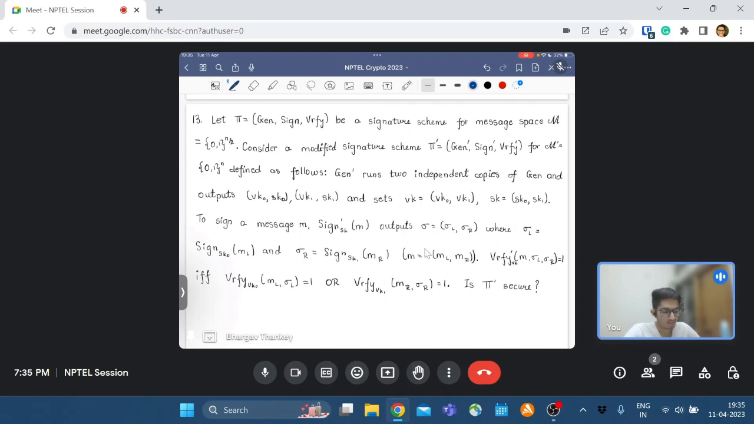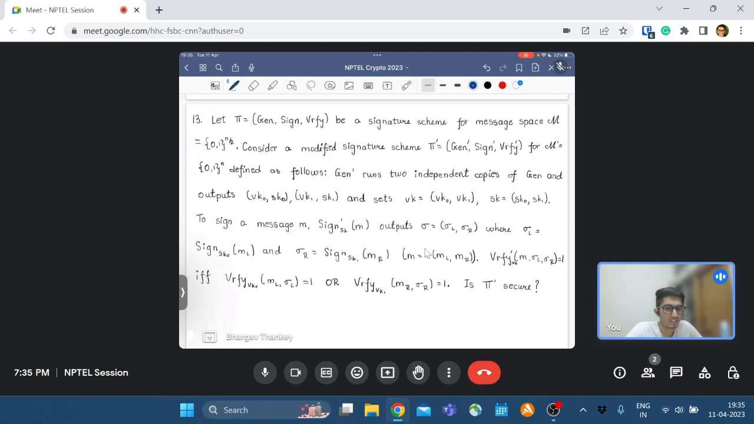The verify algorithm works as follows. Verify prime vk, m, comma, sigma l, comma, sigma r is 1 if and only if either verify vk0, ml, comma sigma l equals 1, that is, sigma l is a valid signature for ml with respect to key vk0, or verify vk1, mr, comma sigma r equals 1. That is, sigma r is a valid signature for mr with respect to key vk1.